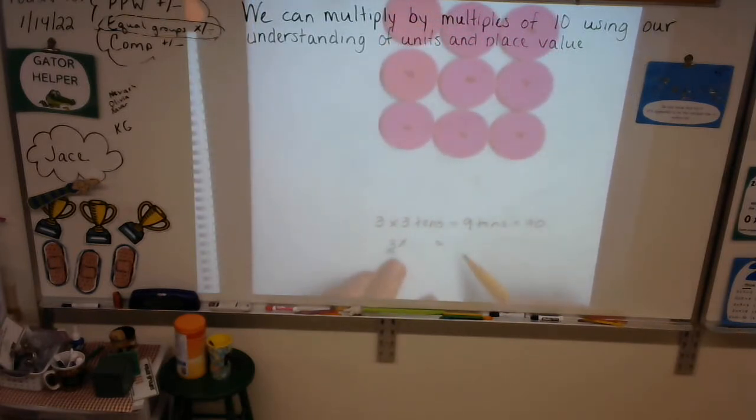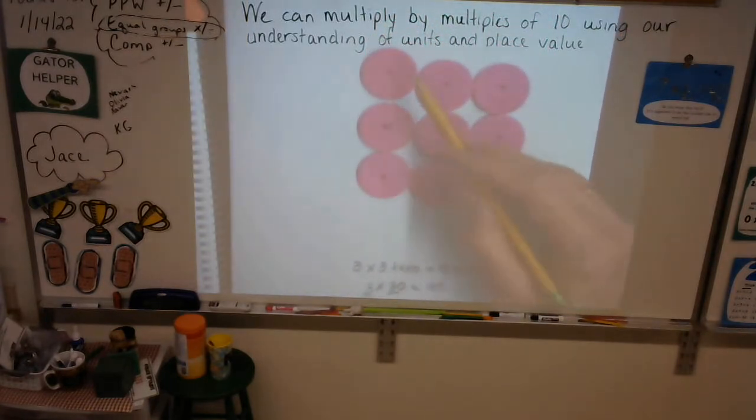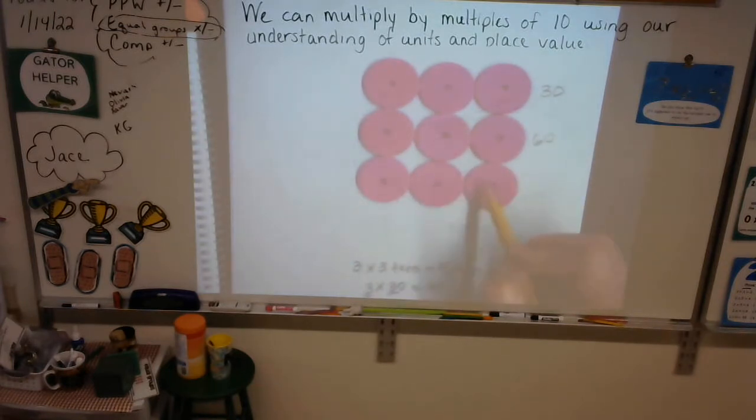We don't want to write it in unit form, so we're going to write 3 times 30 equals 90. And if you look at it, if we were to label this array, how would we skip count it? 10, 20, 30, 40, 50, 60, 70, 80, 90. We're skip counting by 30s. 30, 60, 90. That is really all there is to multiplying by multiples of 10. So if we want to really simplify it, we can do this.